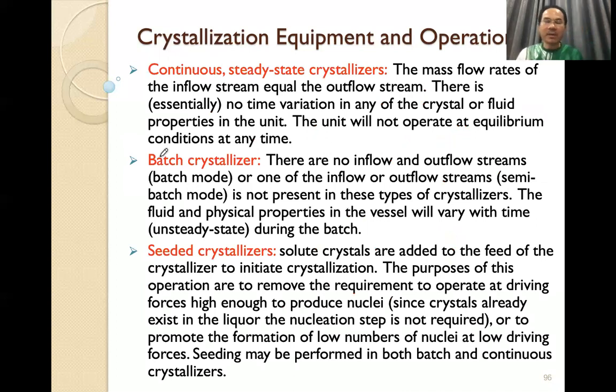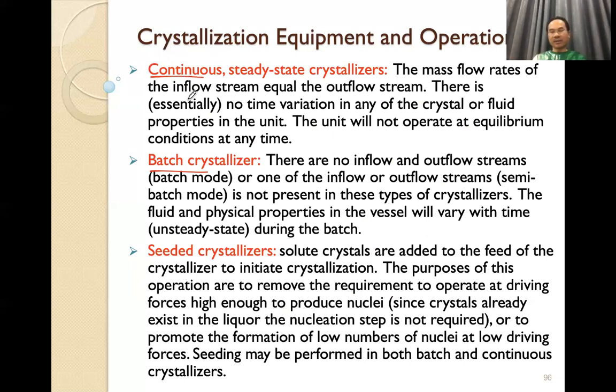Next, we talk about the types of crystallizer. We have at least two kinds of crystallization operation: continuous operation and batch operation. The continuous operation, we call it a steady state crystallizer. The mass flow rate of the inflow stream equals the outflow stream. Flow in equals flow out. That means there is no time variation in any of the crystal properties. The crystal size in the crystallizer equals the crystal size in the output as product. Concentration in the crystallizer equals concentration in the output of the product. That's it. This is the continuous operation.